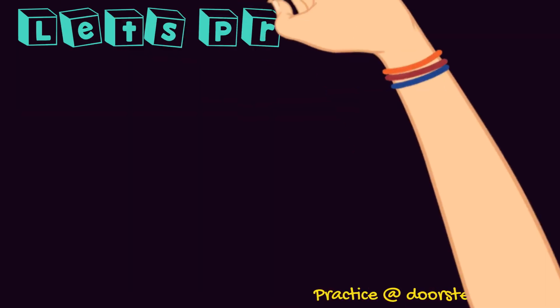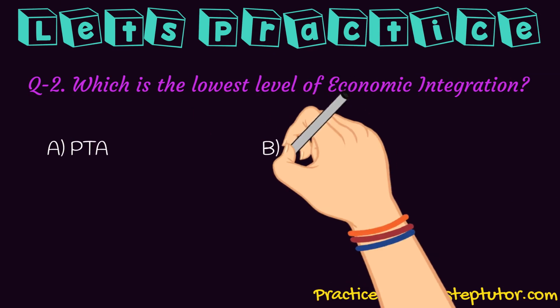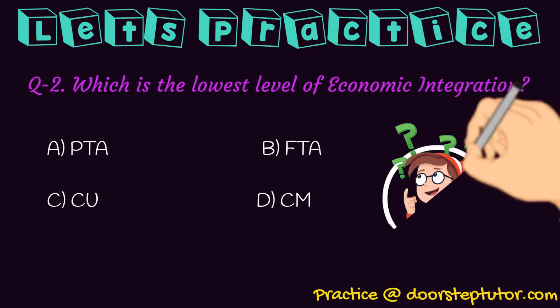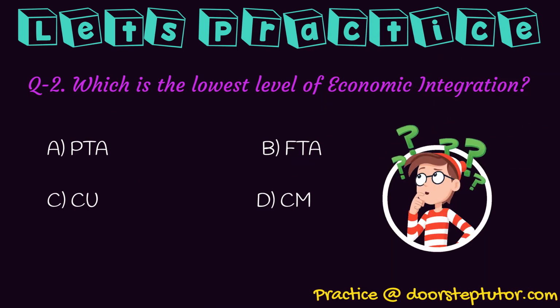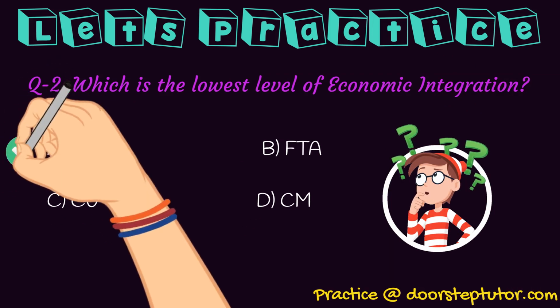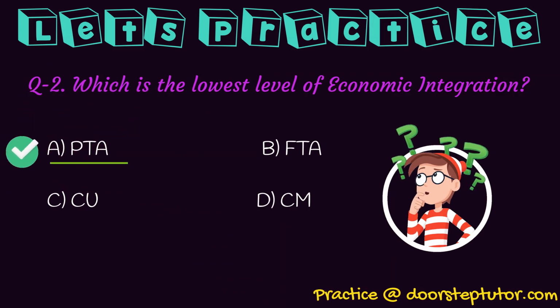Which of the following is the lowest level of economic integration? PTA, FTA, CU, CM. We discussed that preferential trade agreement is where the tariffs are reduced, not abolished completely. So the correct answer is option A, that is PTA.